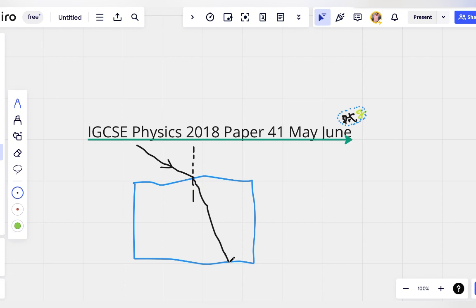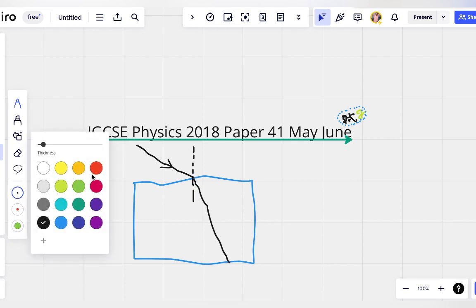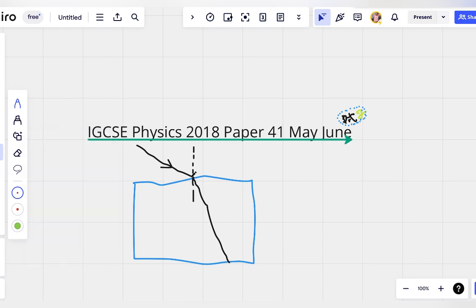It will not continue the same way it was coming before. The ray of light was supposed to be going this way, but it will go like that because now it has met an optically denser medium, so it's bent towards the normal. This is the normal line.